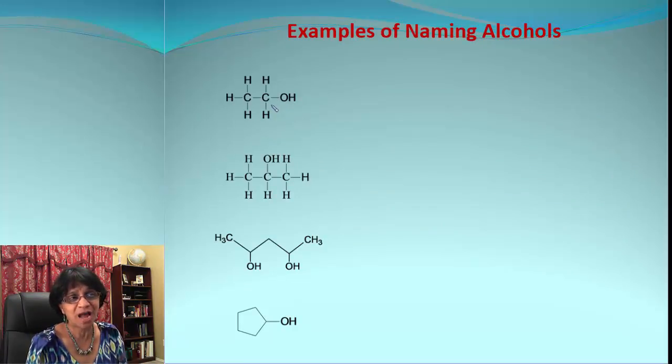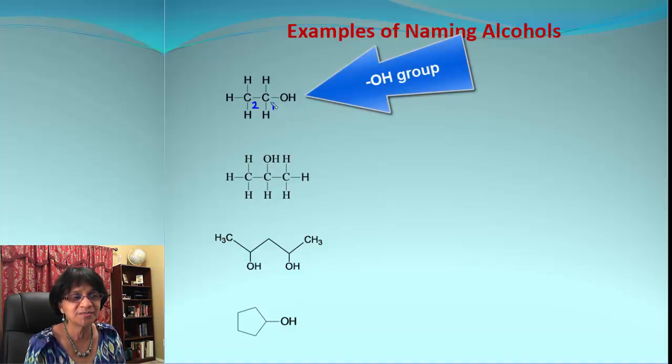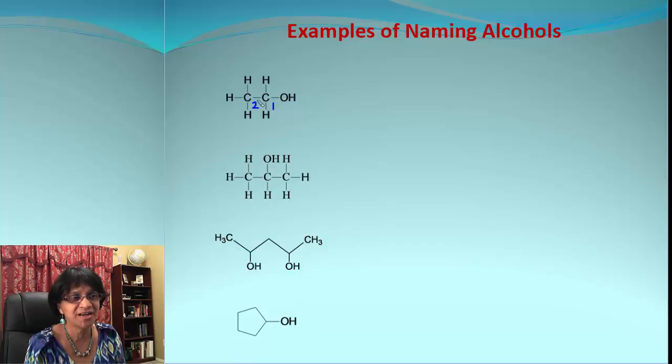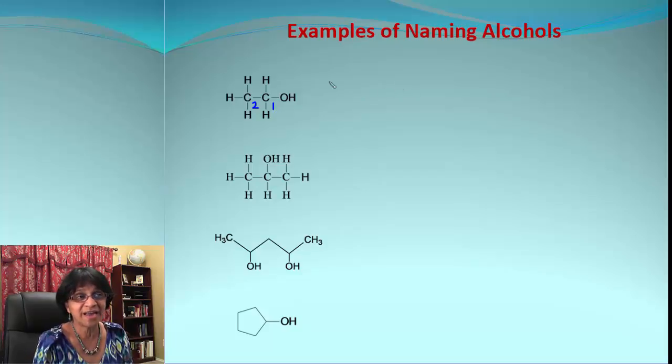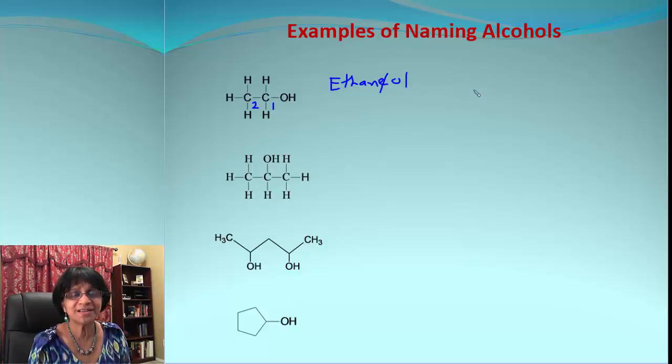I only have a 2 carbon atom chain, that's the longest possible chain. Now we need to start numbering from the carbon atom which is attached to OH. So I put 1 for this carbon atom which has OH attached, and this will be second. 2 stands for eth, that means I have ethane as the parent name. Now in case of alcohol, what do we do? We remove that E and we add OL. So it is ethanol.